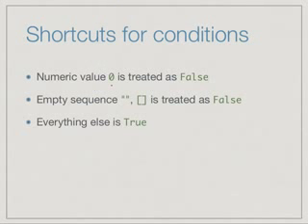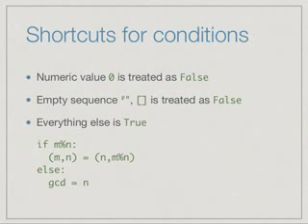And anything which is not this case, so if I have a non-zero value as a number, or if I have a non-empty string, a string with 7 characters, or a non-empty list, a list with 3 values, then all of these would be interpreted as true if I just stick them into a condition. So this can simplify our expressions and our code.